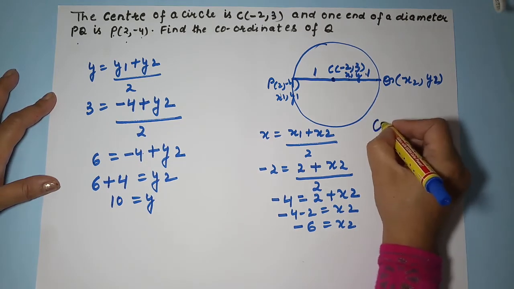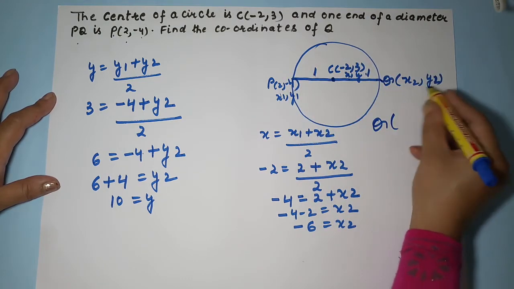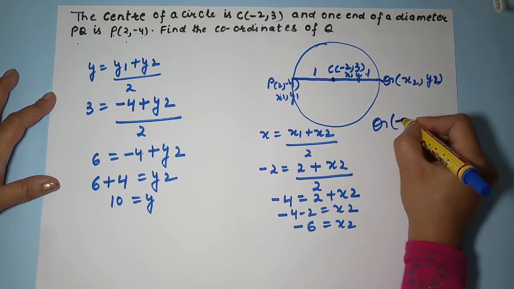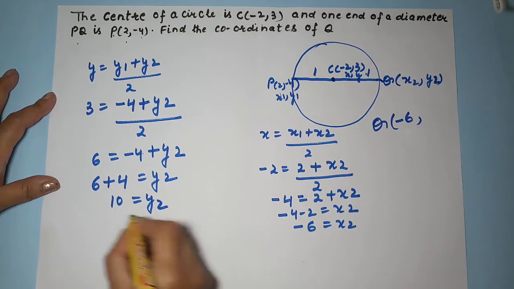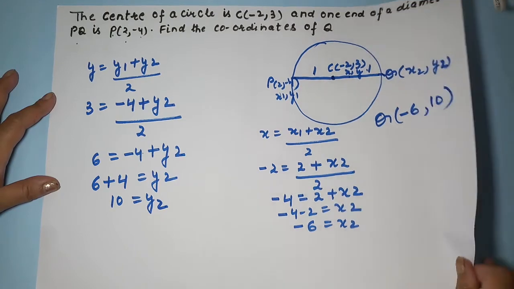So now what are the coordinates of the other end of this diameter, Q? x2, y2. x2 is minus 6 and y2 is 10. Right? Okay.